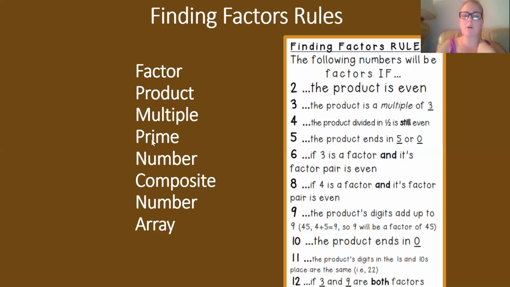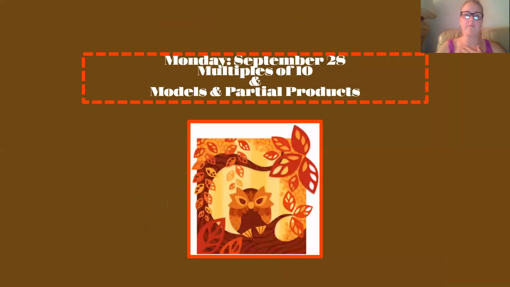A prime number is a number, we're actually going to go into that on Wednesday, so I'm not going to talk about that right now. And then an array we've already learned about last year. So an array is another way to visually show a multiplication problem.